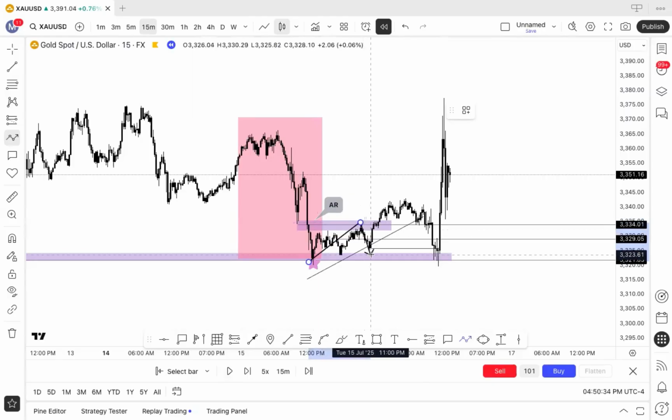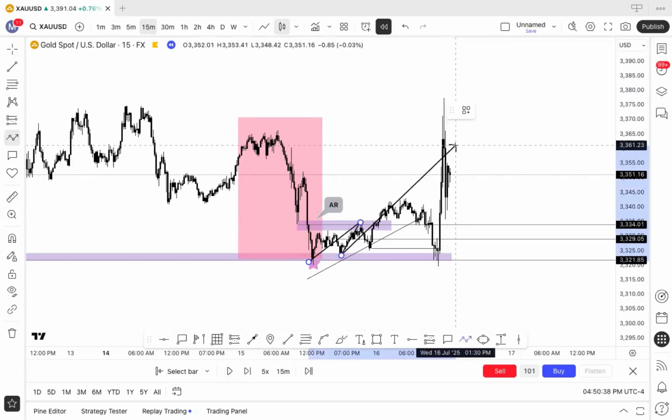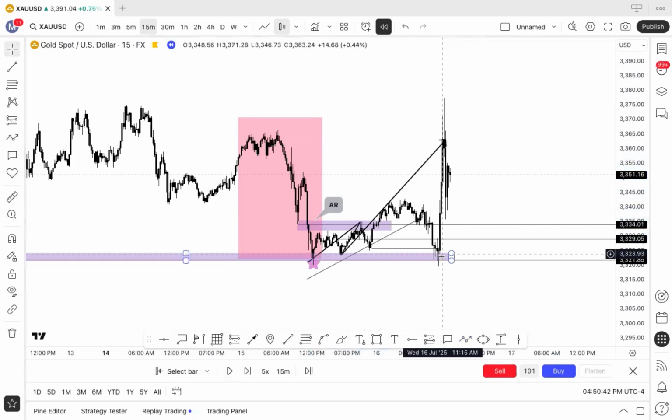I can wait for price to see if we hold here, which we do, to then what? Enter in and then just ride price back up, right? Even if price hit your entry or entry here, this still would have been a good setup.